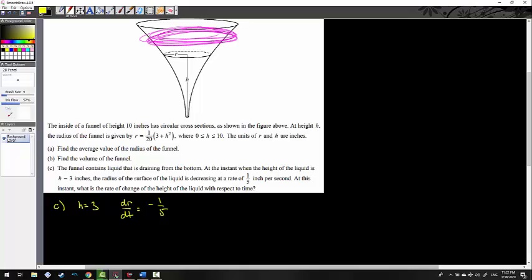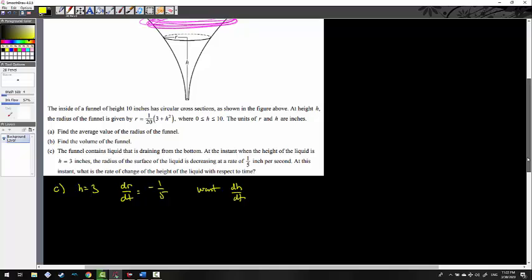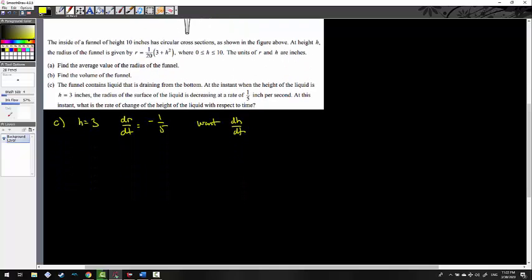Okay, so what do they want from us? They want dh/dt when these two statements are true. Well, in a related rate problem, they always give you a rate and then they want a rate back. And then once that's been established, you have to establish the relationship. Remember, it's your responsibility to establish that relationship, except this time, because in this case, they give you the relationship off the cuff.